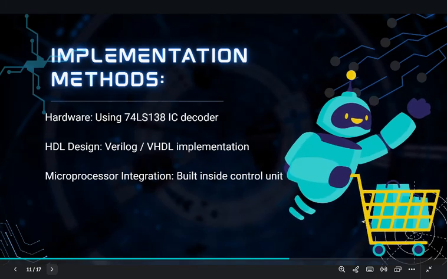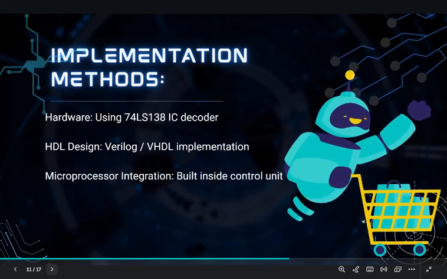Next, let's see the implementation methods. Instruction decoders can be implemented in several ways depending on design complexity. Hardware implementation: using a standard decoder IC like the 74LS138, which performs binary to one hot decoding.